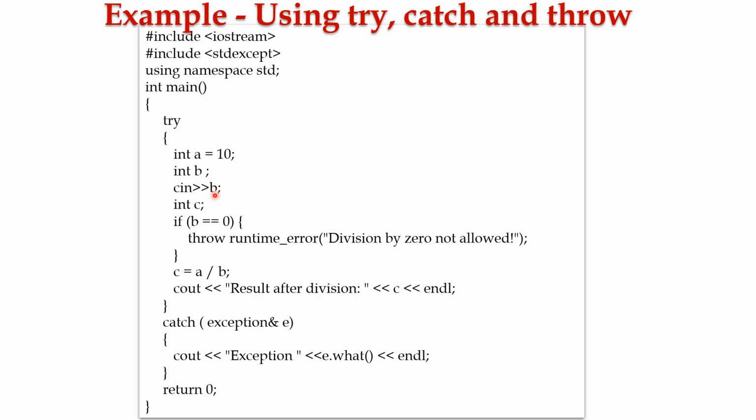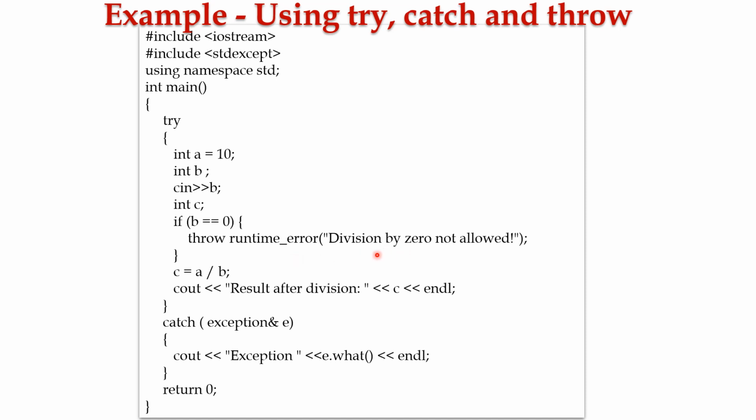Then we have obtained the value of the variable b from the user using the cin statement. Next, we have declared the variable c of integer data type, followed by an if condition. It checks whether b is equal to 0, that is, whether the value of the variable b obtained from the user is equal to 0 or not. If so, here we have a throw point. That is, it throws the exception object of type runtime_error along with the message "division by 0 not allowed".